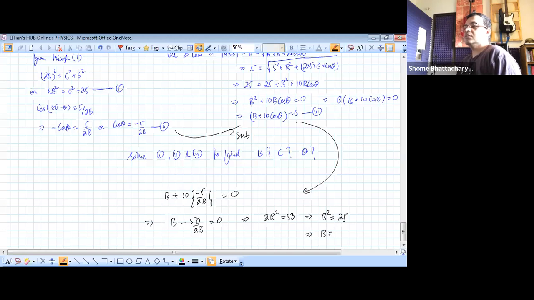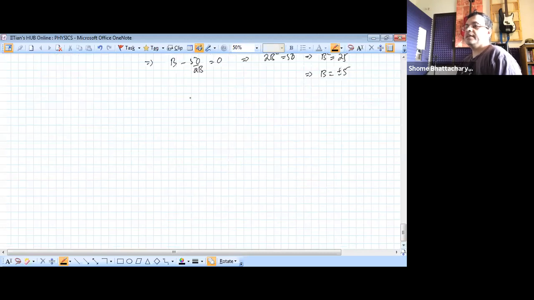It will tell you that b is plus minus 5, but here we'll take only plus 5 because b is magnitude of vector b. It cannot be a negative quantity. Okay. So since b is mod of vector b, it is 5. It cannot be minus 5. Okay. And cos theta will become minus half, which means that theta is 120 degrees.